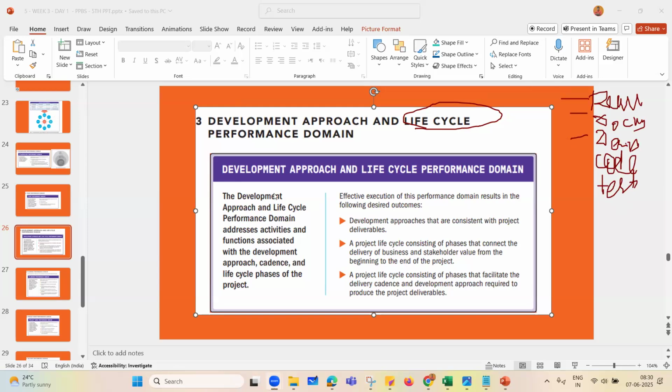Super. Now, I would like to invite some person who is not speaking today to read the left side of this card, please. Sandhya, please go ahead and read this for me. The development approach and life cycle performance domain addresses activities and functions associated with the development approach, cadence, and life cycle phases of the project.